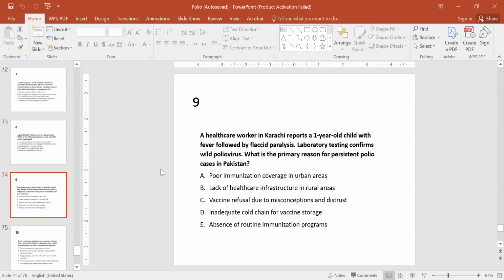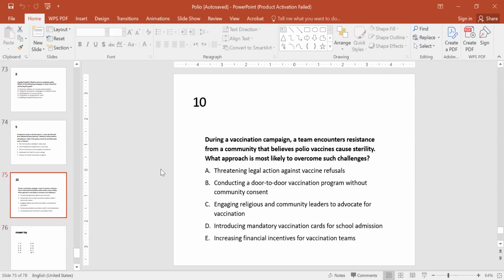A. Option C, yes, C. Immunization coverage is actually not poor. Option C is the correct one. There are misconceptions and distrust. Question number 10. Due to a vaccination campaign, a team encounters resistance from a community that believes polio vaccines cause sterility. What approach is most likely to overcome such challenges?